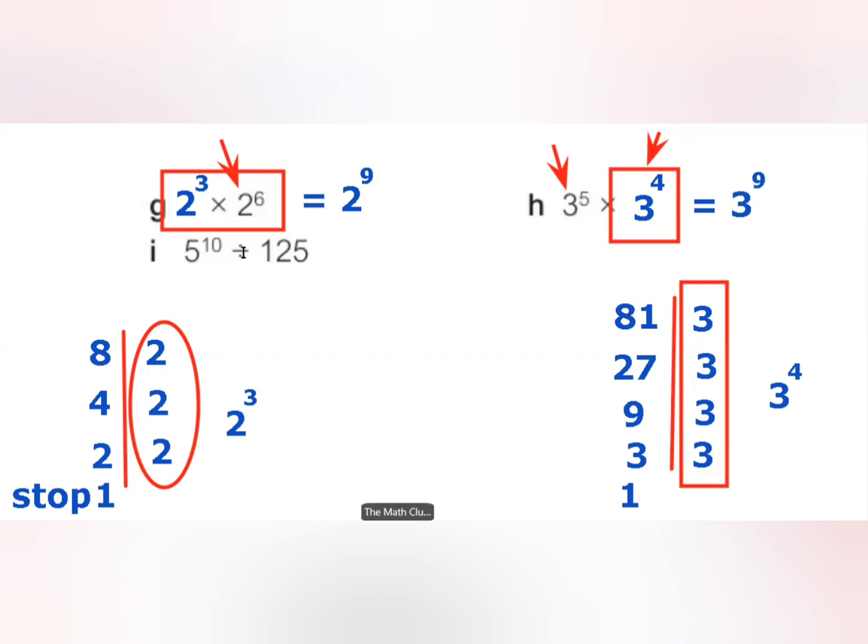Same idea here. We take the 125. We start dividing by what? Very good, by 5, because we already know that the base number must be 5. So we start dividing by 5, and then we count how many 5's we have. After that, we use it the same way that we used this one, and then we follow the steps of dividing the same base numbers using powers. And this is how you answer a question like this.